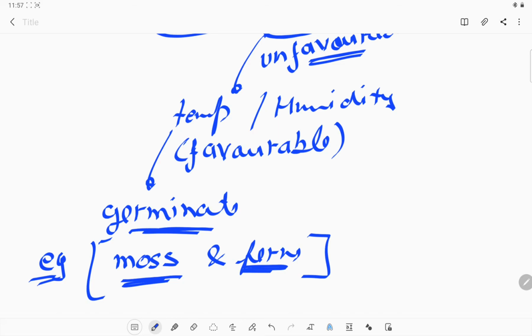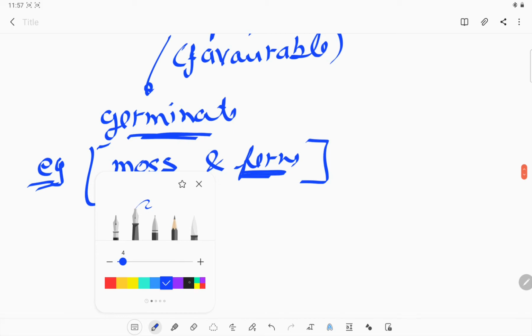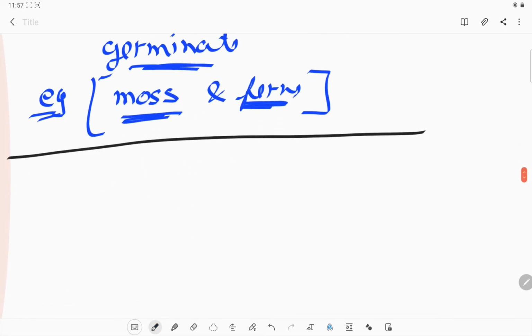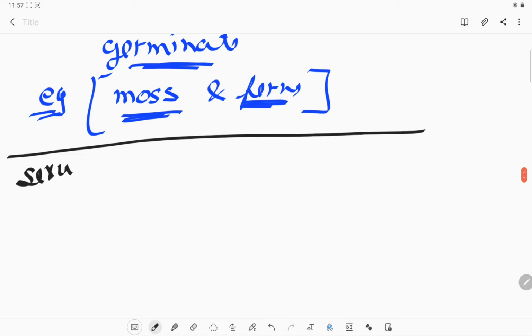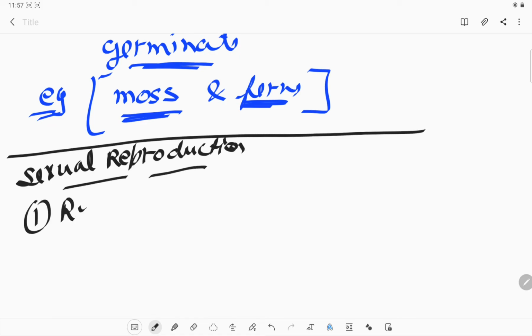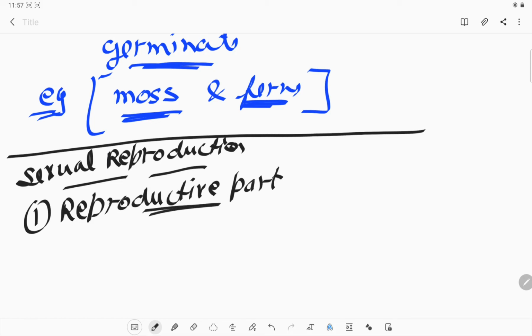Okay, now we will focus on sexual reproduction. This is all about the asexual reproduction, and now we will talk about the sexual reproduction process in the plant, how it is performed. Mostly what it requires is the reproductive part. This is the main important part. What is the reproductive part? The flower is the reproductive part of the plant. And what does a flower consist of? It consists of a stamen as well as the pistil.